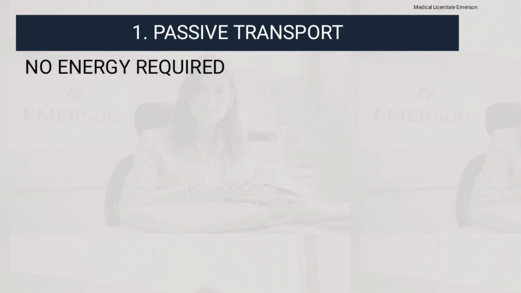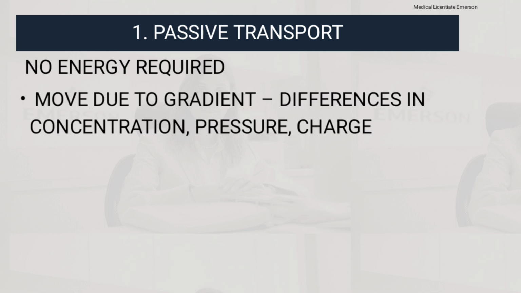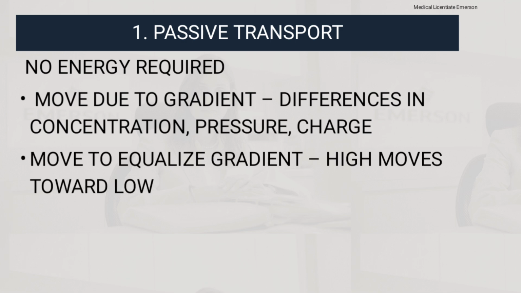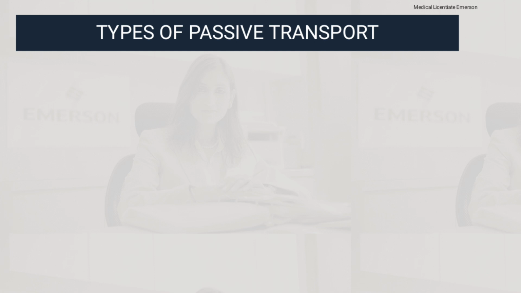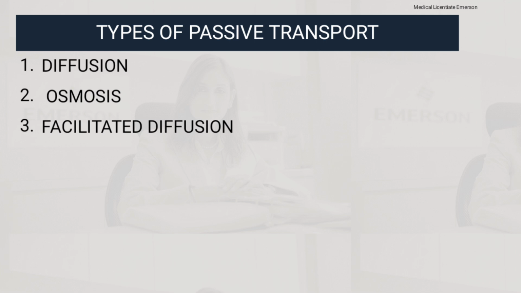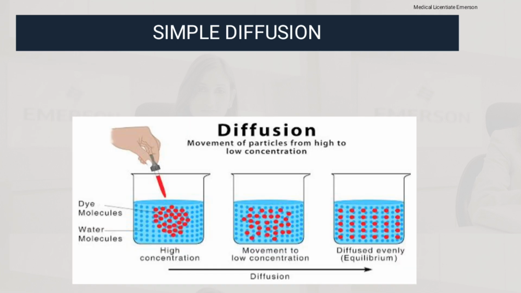So we have passive transport, which does not require energy, and molecules move due to a gradient. It is a difference in concentration, pressure, and charge. Then they move to equalize the gradient, from high towards low. The types of passive transport are diffusion, osmosis, and facilitated diffusion.